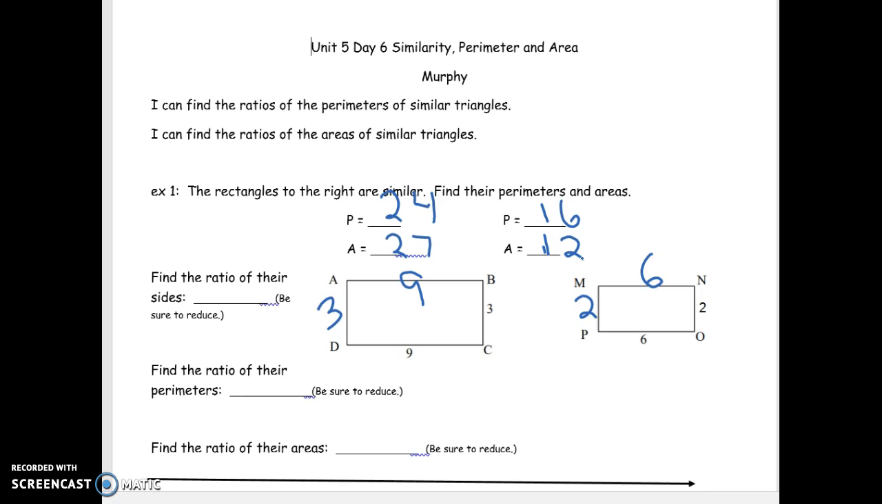First thing they want us to find is the ratio of their sides. Just make sure you're picking any of the corresponding sides. I'm going to look at the smaller sides. I see a 3 and a 2, so we can write that as 3 over 2.